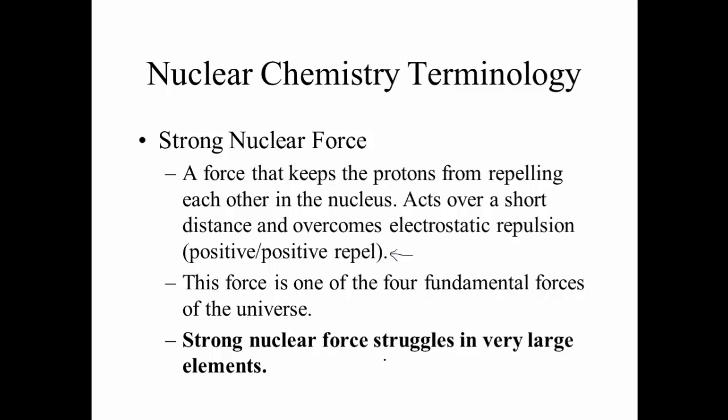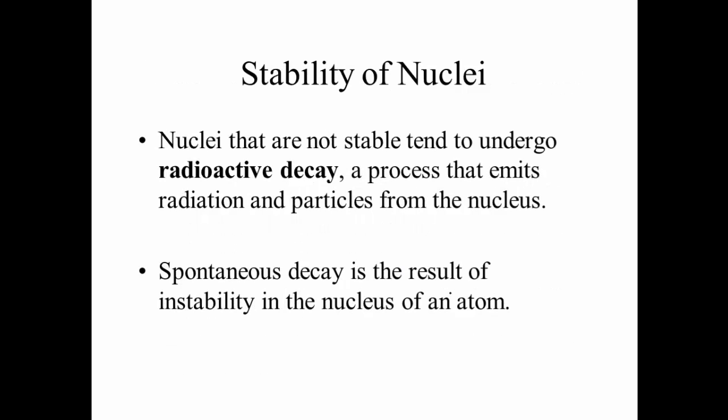Now, this struggles when we get into the very, very large elements at the bottom of the periodic table. So that's why those large elements are relatively unstable. That strong nuclear force just can't hold them together. Nuclei that are not stable, like the really, really large ones or ones that have a certain ratio that's out of whack, we say that they undergo radioactive decay. So again, they release those particles from the nucleus. If it's spontaneous, that is the result of the instability of the nucleus.